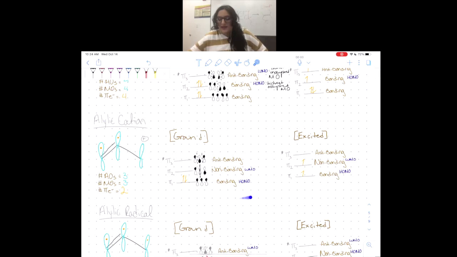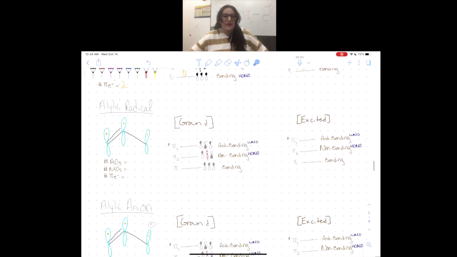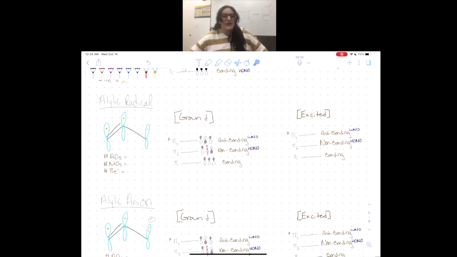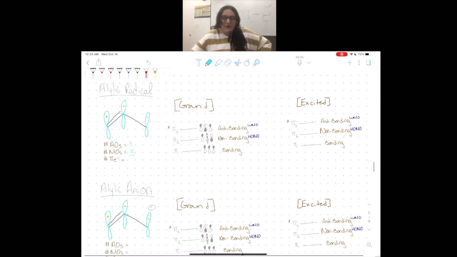In the excited state, none of the naming changes, but now we have 1 electron in the bonding orbital, 1 electron in our non-bonding orbital, and 0 in our antibonding orbital. So moving on to the allylic radical, it's essentially very similar. I've already filled out a few things, but the difference comes in the number of electrons. Having a radical means that we have 1 electron by itself in this p orbital. So altogether we have 1, 2, 3 pi electrons.